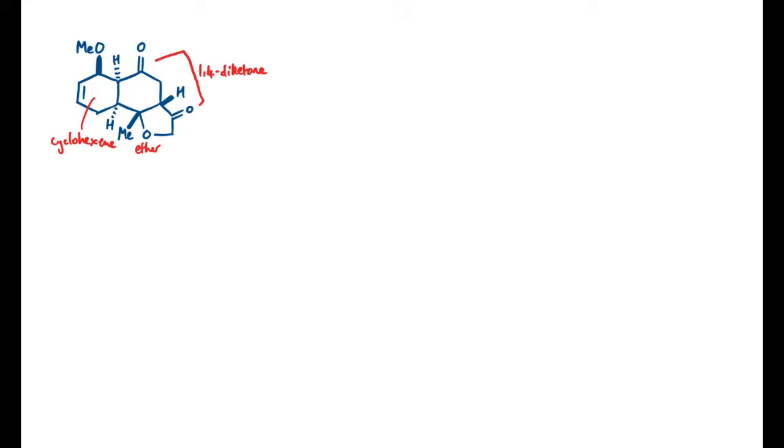Cyclohexene is a classic motif for a Diels-Alder reaction, so I can do some retrosynthesis arrows like this. That will leave me with this diene and a dienophile as part of the other ring. Now, with a disconnection like this, we should check that we get the right regioselectivity and also the stereoselectivity.